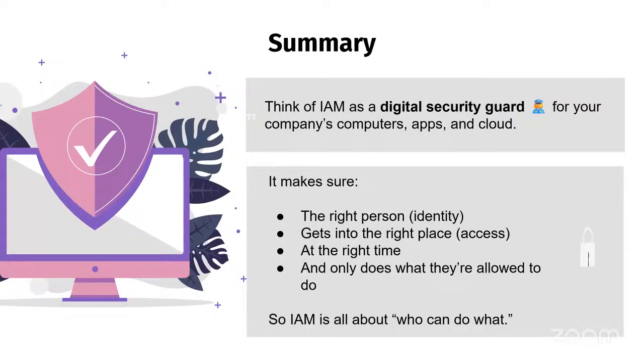So in summary, just think of IAM as a digital security guard for your company's computers, apps and cloud. It makes sure that the right person, which is the identity, that's the user, gets into the right place, has access at the right time, and only does what they are allowed to do. So IAM is about who can do what.